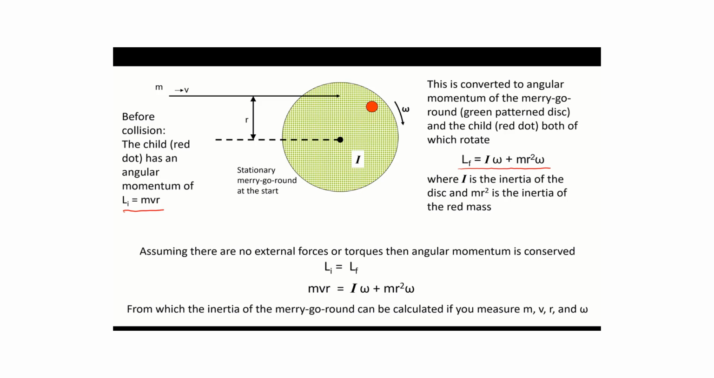Now, this equation is interesting in the sense that we can measure m, we can measure v, we can measure r, and we can measure omega. So if we can measure all those things, we can actually calculate or give a good estimate of the inertia of the merry-go-round. This is a useful technique to do a quick estimate of what inertia might be. Obviously, there are some external torques with merry-go-rounds because there's friction and various other things, but it gives us a good first estimate.